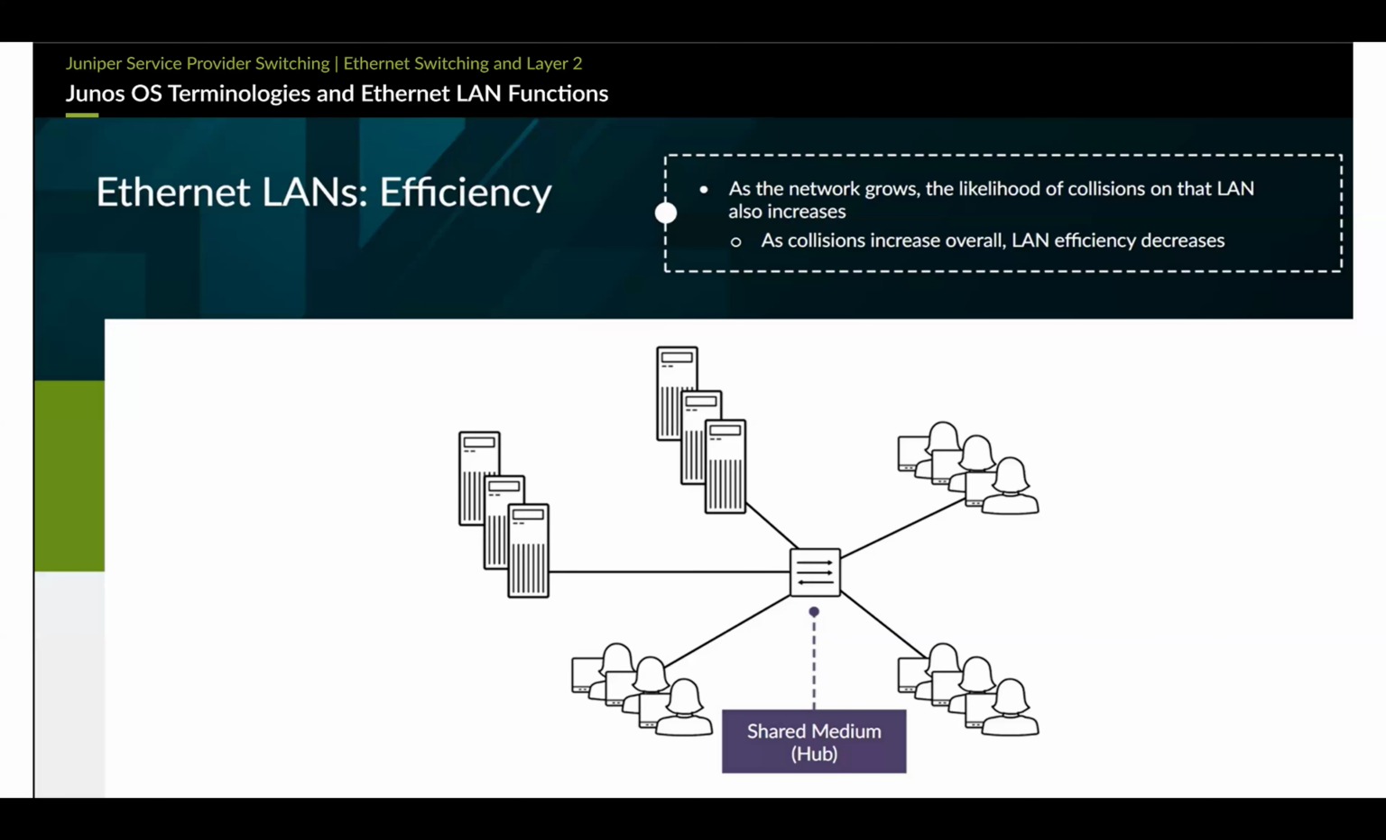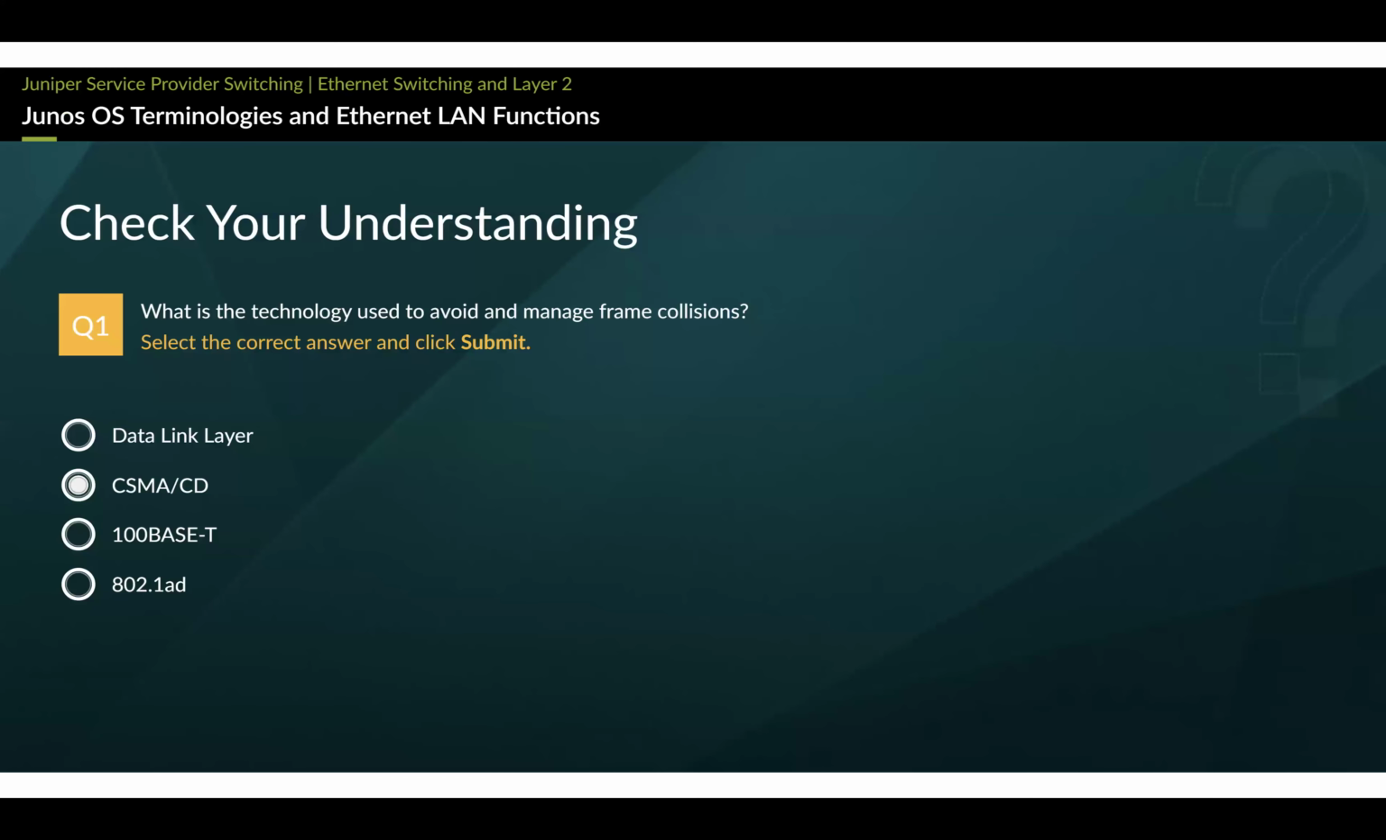Okay, that means the Ethernet LAN efficiency grows. Okay. So this is the simple question and answer section, just checking the understanding of what I have discussed earlier. Okay. So first question is, what is the technology used to avoid and manage frame collision?